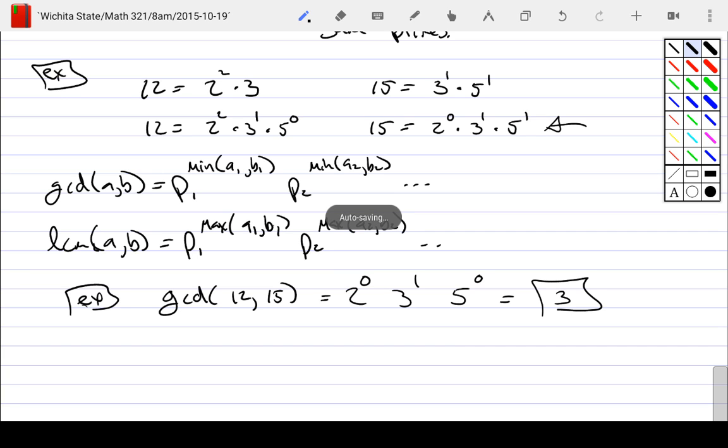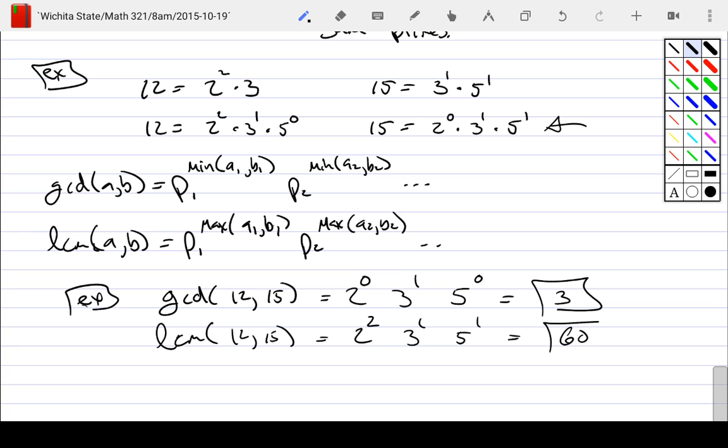The LCM of 12 and 15 says take your primes, 2, 3, and 5, but take the maximal number. What's the most occurrences of 2? 2 of them. What is the most occurrences of 3? 1. What's the most occurrences of 5? 1. 4 times 15 is 2 times 30, 60. That is the smallest of the numbers that both 12 and 15 actually divide.